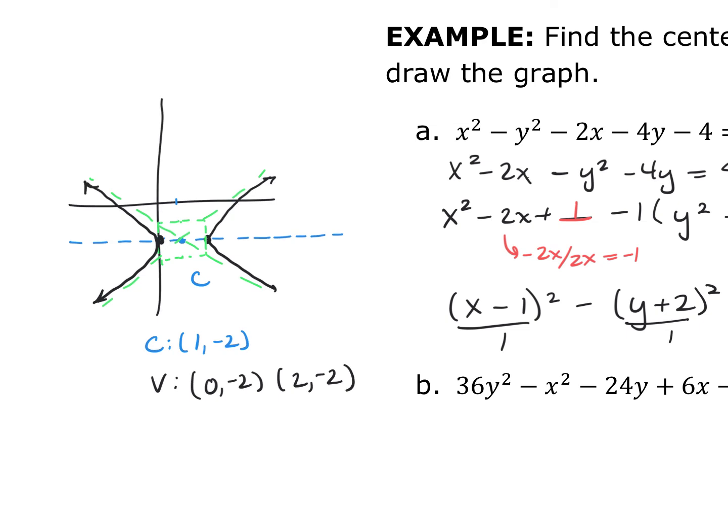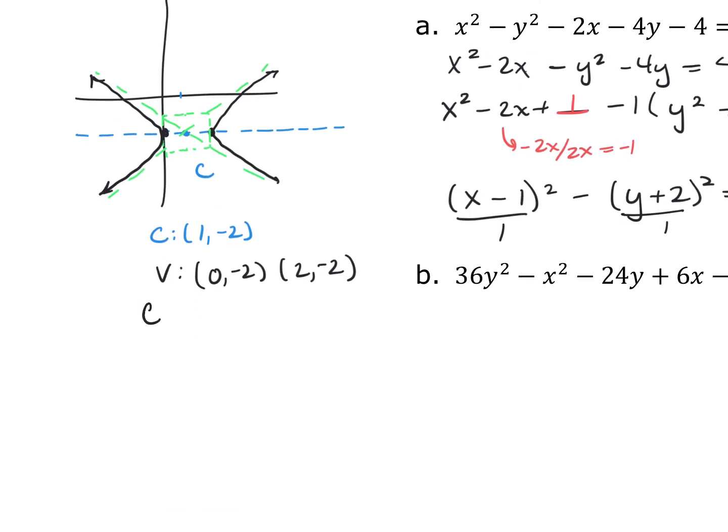Now, I found my vertices. I need to find my foci. So c squared is going to be 1 plus 1, so that's 2. C is equal to the square root of 2. Here's where my foci are. My foci are going to be my x part, which is 1 plus the square root of 2, negative 2. That's plus and minus down here. And this is going to be 1 minus the square root of 2, negative 2. So there are my foci.